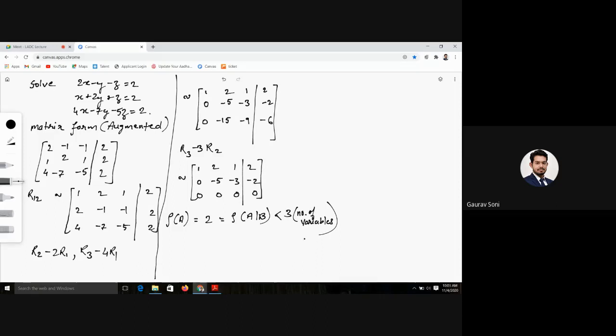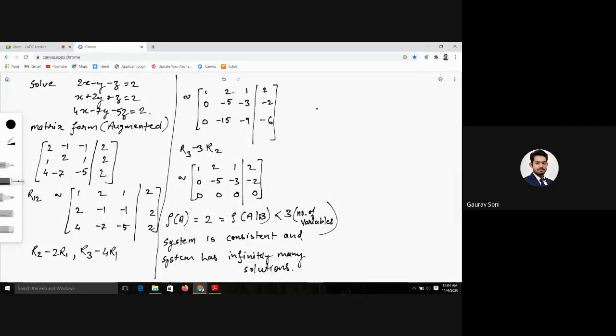So as per our method, system is consistent, and as the ranks are equal and it is less than the number of variables, it has infinitely many solutions.